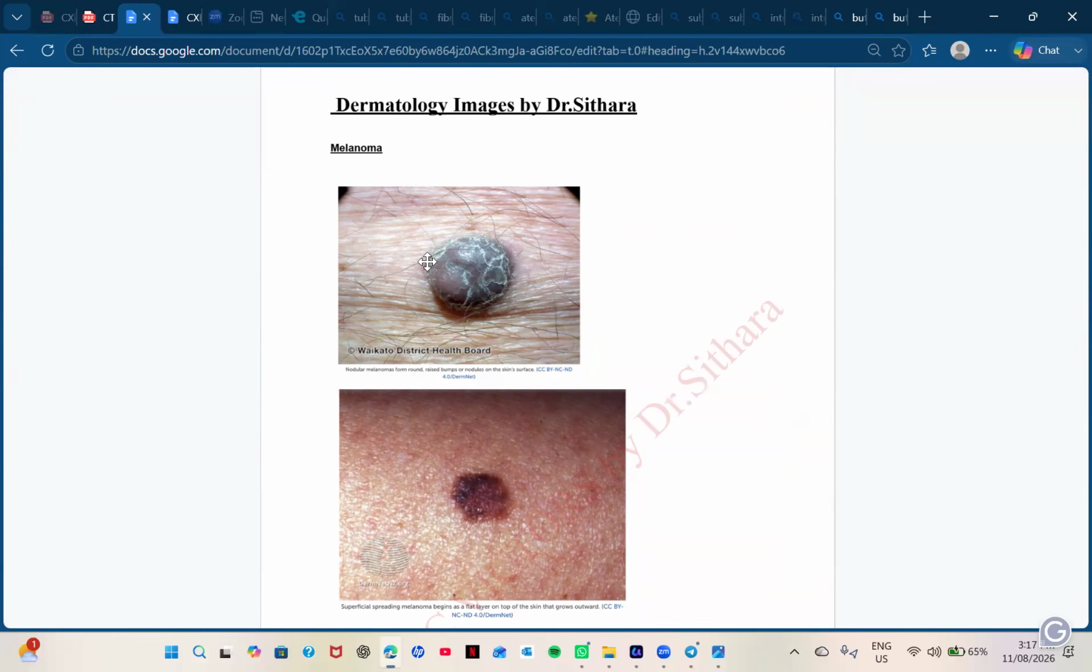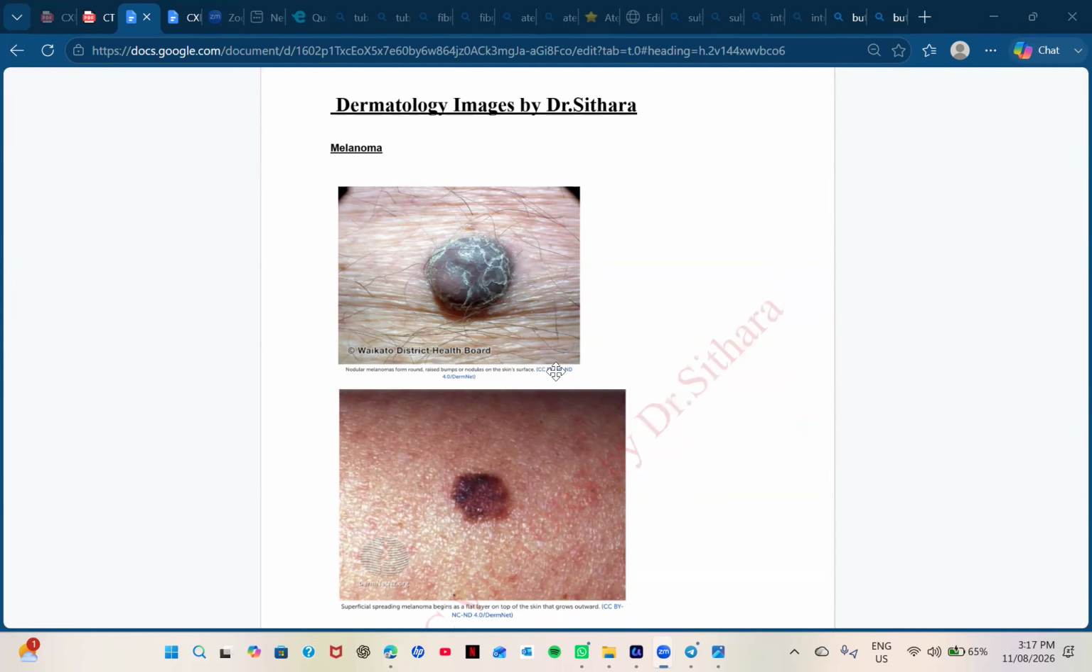How does melanoma present, doctors? We have A, B, C, D, E, right? We have an asymmetric lesion, right? Irregular borders, right? The colors can be different, right? The diameter is usually more than 6 millimeters, right? And the evolving lesions you can see, right? I hope everyone knows those things, right? Here you can see.